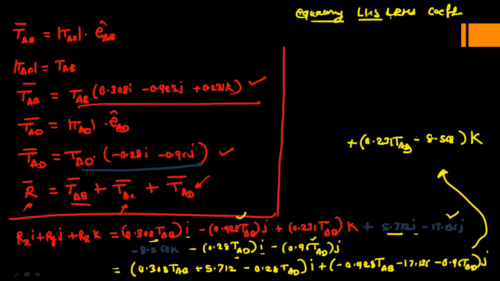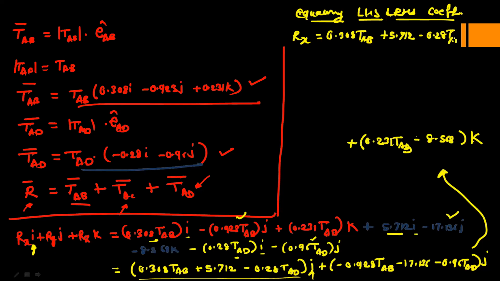Okay, so equating the LHS and RHS coefficients. Rx is the coefficient of unit vector I. So this complete value is the coefficient for unit vector I on the right hand side. So Rx is equal to 0.308 tension AB plus 5.712 minus 0.28 tension AD.